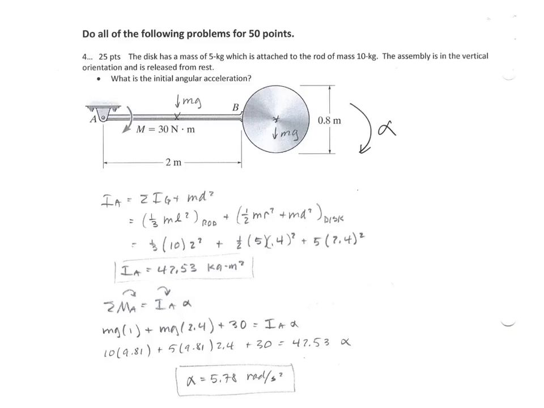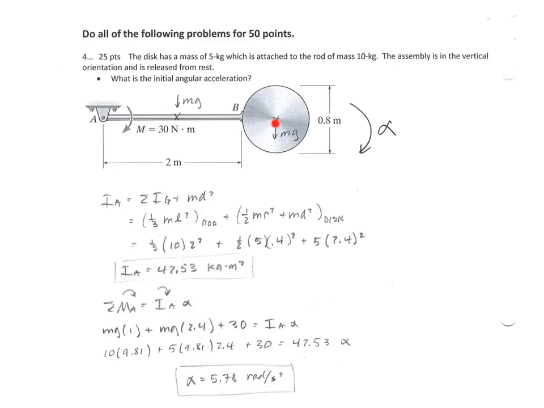And so here's our equation. Sum of the moments about A is I_A alpha. So let's find I_A first. I about A, using the parallel axis theorem, is the moment of inertia of the system about that point. So the bar is 1/3 ml squared, and the disk is 1/2 mr squared plus md squared, where d is the distance you're moving.